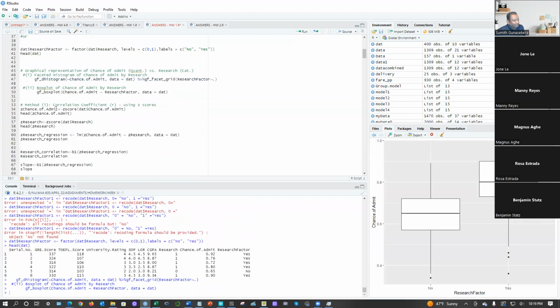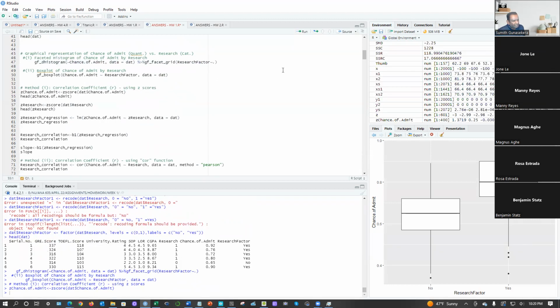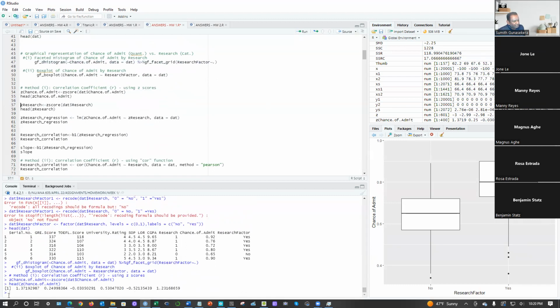So what I'm mainly focusing on here is the method of the correlation coefficient using Z-score. I'm going to convert this into Z-score, standardize it, and call it Z chance of admit. Okay, those are the standardized values. Now, how do you standardize? You subtract its own mean. Can you remember that? I'm going to show you at the same time. That's the part I really want to show you.